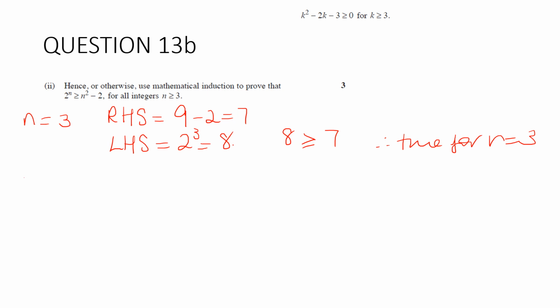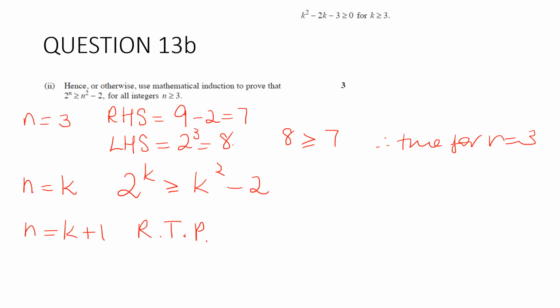Now let's assume it's true for n equals k. In other words, 2 to the k is greater than or equal to k squared minus 2. And now we need to prove it for n equals k plus 1. So we are required to prove that 2 to the k plus 1 is greater than or equal to k plus 1 all squared minus 2.